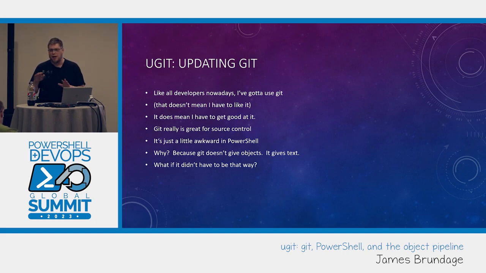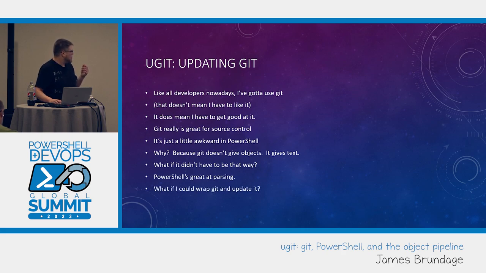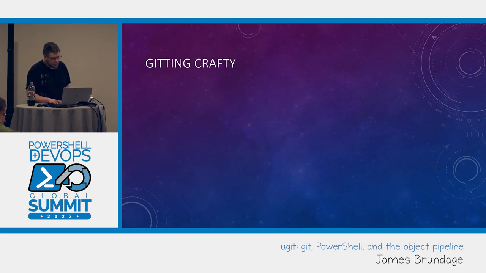And this is where, if Joel Bennett is not in the room, he's still getting a third of the blame, because it started off as a, hey, what would happen if, little Discord chat between me and Joel Bennett. See, PowerShell's great at parsing. What if I could just wrap Git and update it a little bit and parse what comes out of Git? So this doesn't seem too bad, right? You know, famous last words.